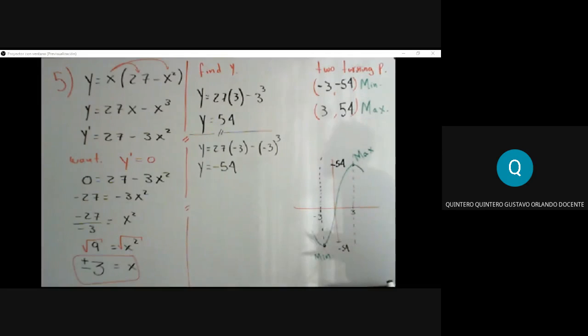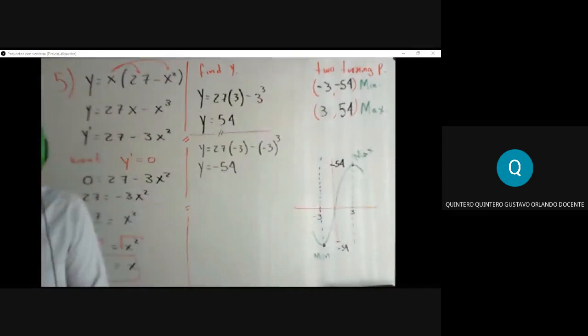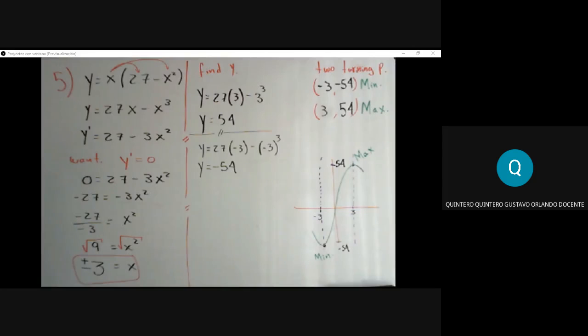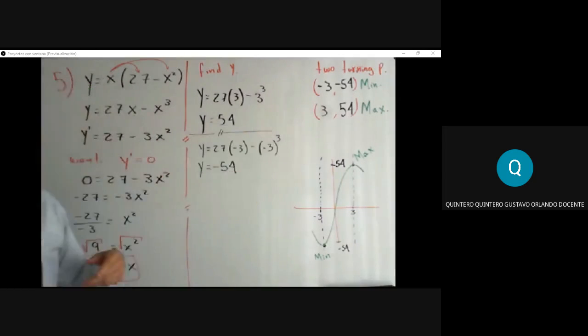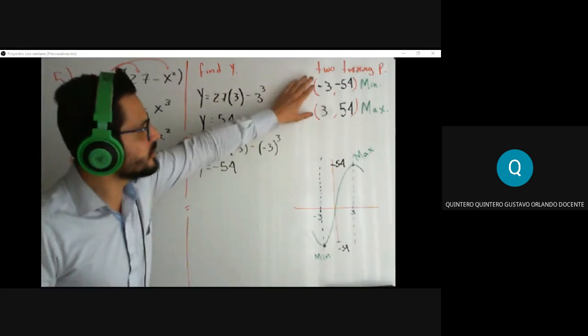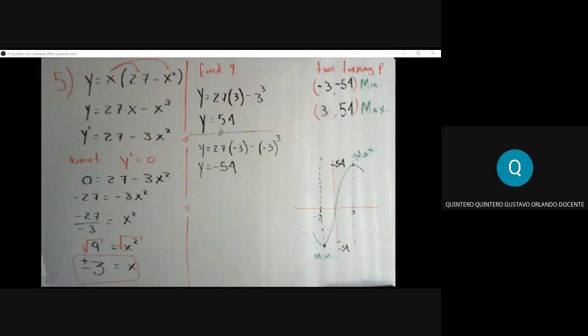Now, there is another way, besides having to sketch this graph, for you to tell which of these turning points are maximums or minimums. That is called the second derivative criteria or test. You don't find this in the book, guys. So what I'm about to show you right now is something that you cannot see in the books.